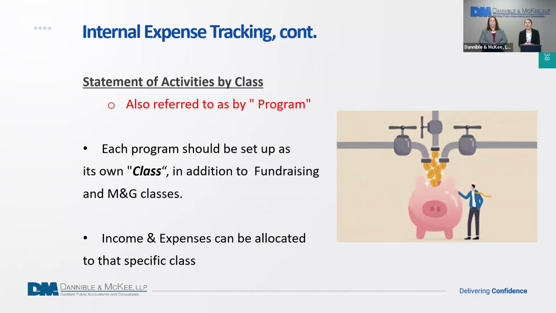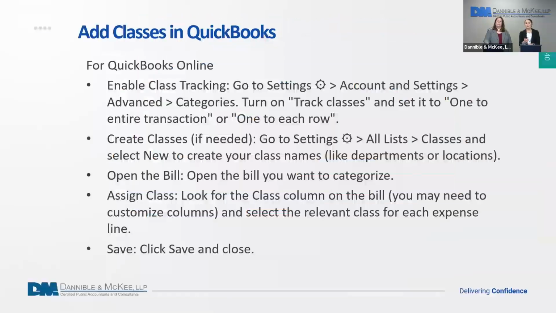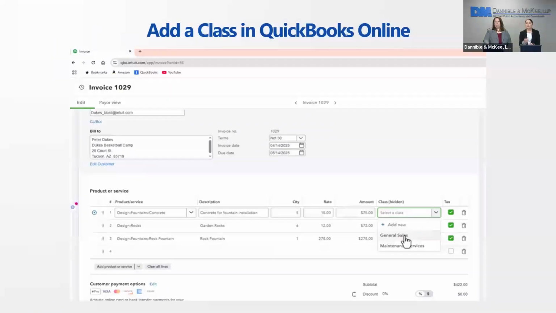Then I mentioned the statement of activity by class, also known as program. Each program should be set up as its own class, in addition to fundraising having its own classification and management in general having its own classification. And here's an example of what that looks like. Again, we have the directions to add your classes in QuickBooks, so feel free to go through these after the presentation. Our accounting services department is also QuickBooks Pro certified and can assist as people need.